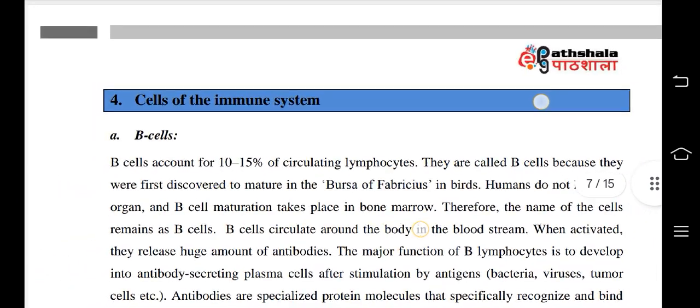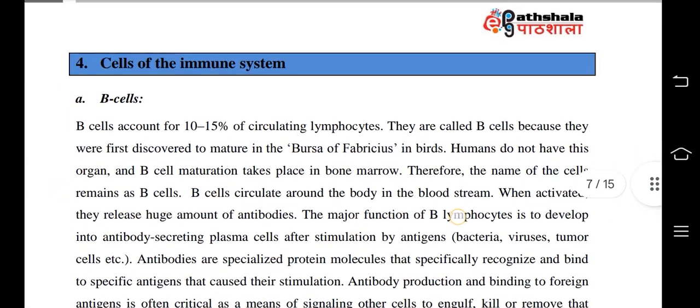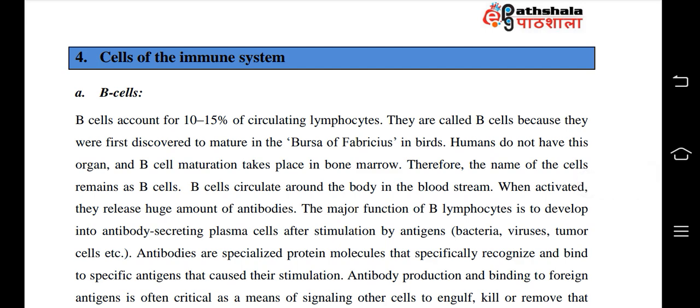Then cells of the immune system in detail. B cells. B cells account for 10 to 15% of circulating lymphocytes. They are called B cells because they were first discovered to mature in the bursa of Fabricius in birds. Humans do not have this organ and B cell maturation takes place in bone marrow. Therefore, the name of the cells remains as B cells. B cells circulate around the body in the bloodstream.